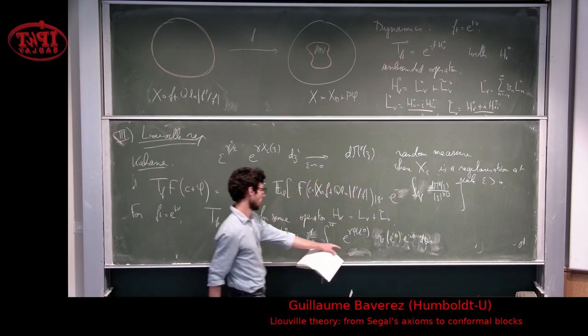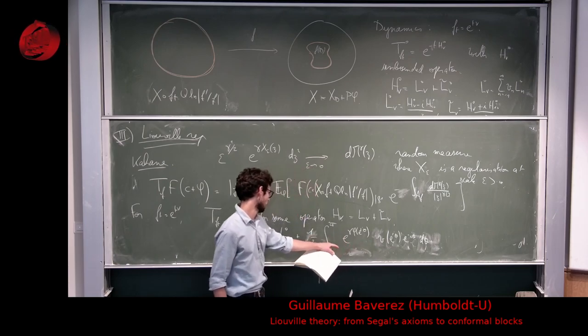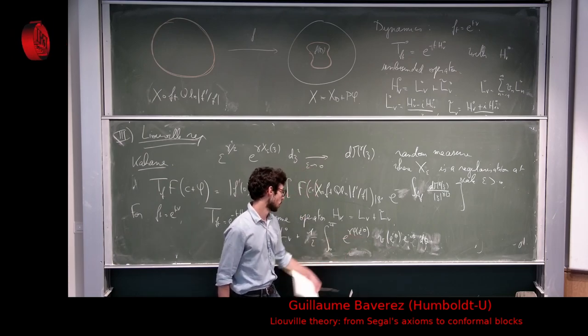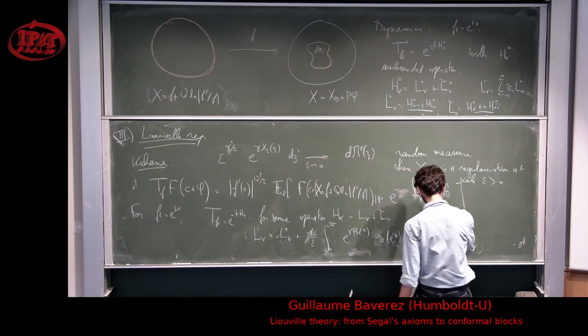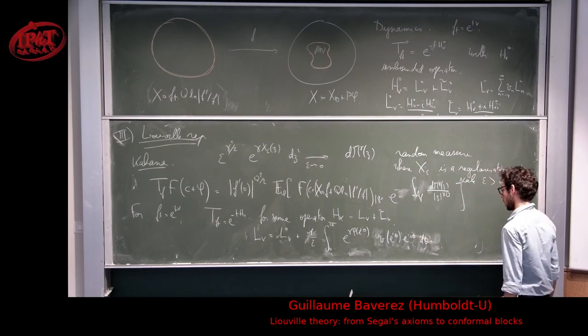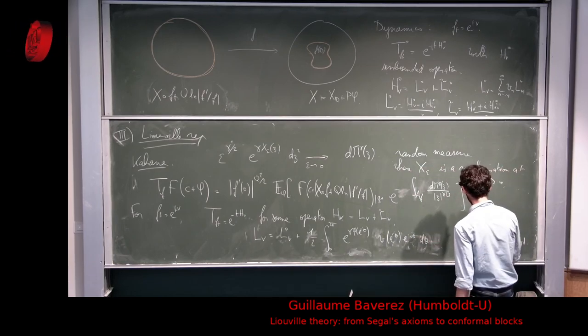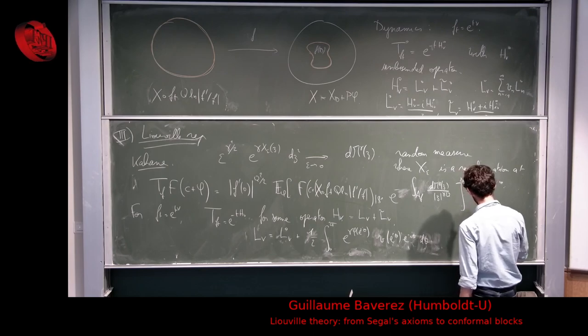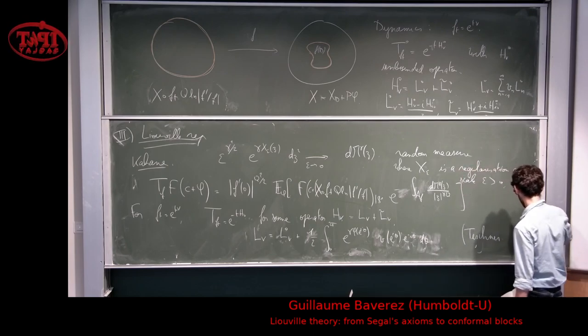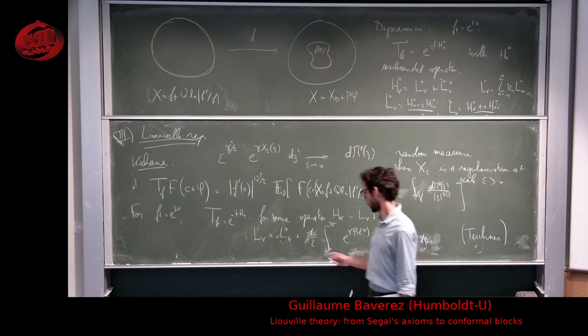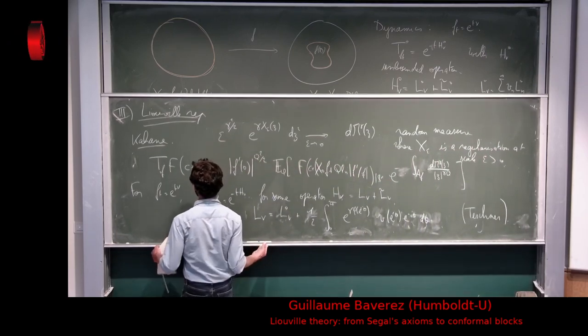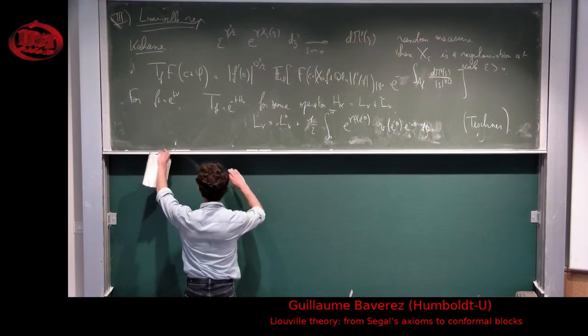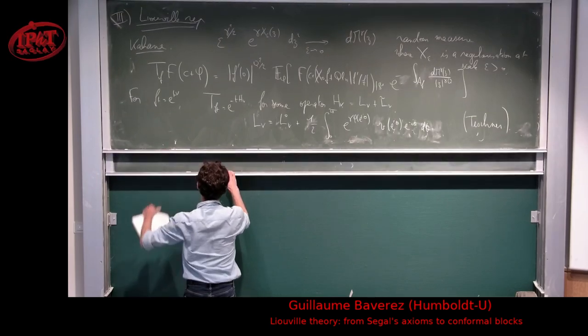Right, so you have to work a bit to make sense of this operator again, because here you have some non-trivial quantity, but we can make sense of it. Just let me mention that this formula had been written by Teschner in the beginning of the 2000s, and so we recovered this formula that had been written before. What we can do also is to compute the commutation relation.